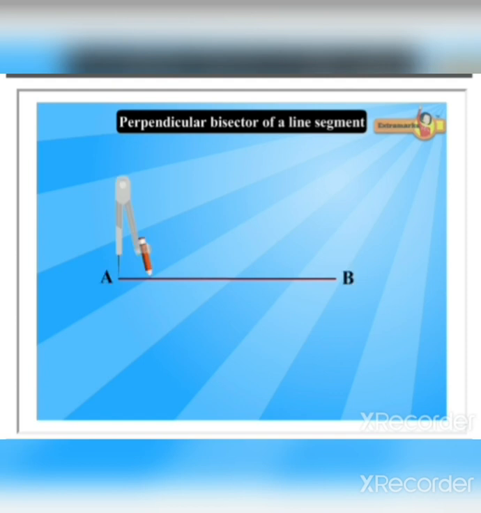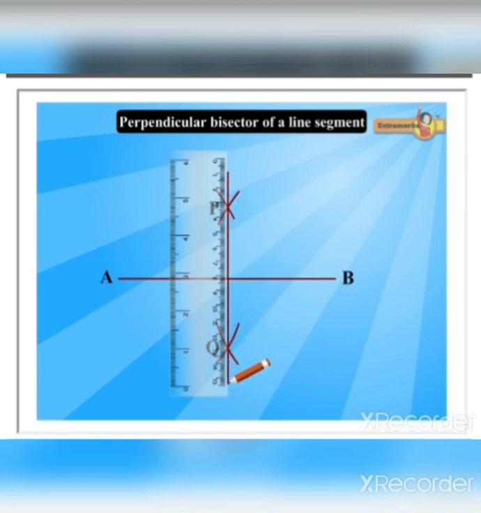Take a compass and open the compass by a length more than half of AB. Now, taking A as center, draw an arc as shown. Now, taking B as center with the same radius, draw an arc that intersects the previous arc at the point P. Similarly, we get a point on the other side of AB. Name this intersection point as Q. Join PQ. The line PQ is the perpendicular bisector of AB.